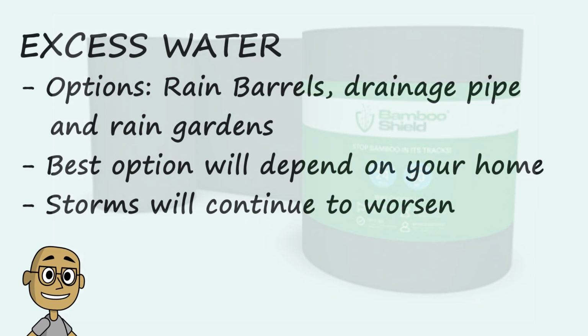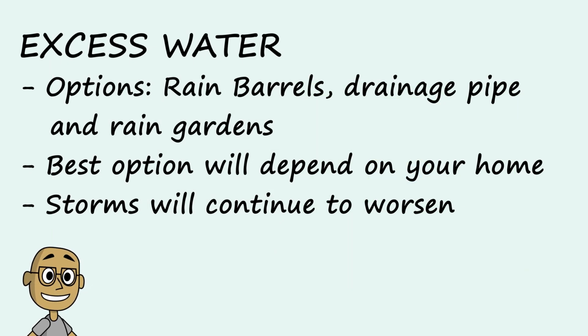Number 5 is to plan for excess water. There are many options to handle excess water like rain barrels, underground drainage pipes, and rain gardens, to name a few. There are pros and cons for each option, and the best solution will vary from home to home. In the context of this video, the important part to realize is climate change will cause intensifying storms, so now is the time to plan to ensure you minimize soil disturbances, which will cause weed seeds to grow.